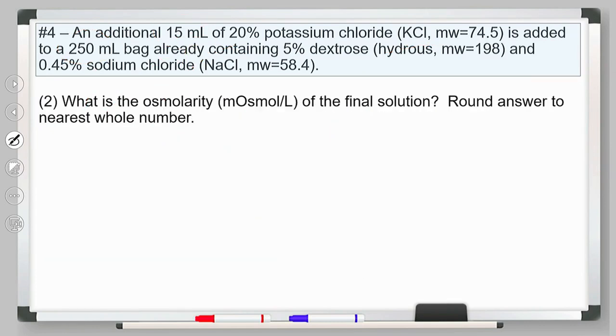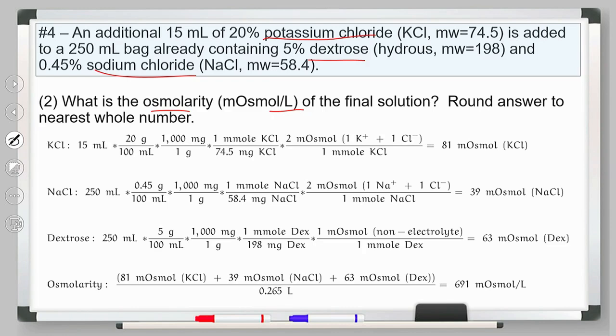Now, this is what's new, and there's a lot of work with this because what is going to be osmotically active? The potassium chloride is going to be particles. The dextrose is particles. The sodium chloride is particles. So we're going to have to count all of those particles to be able to determine the osmolarity, which again is milliosmoles per liter. So we'll need to do that.